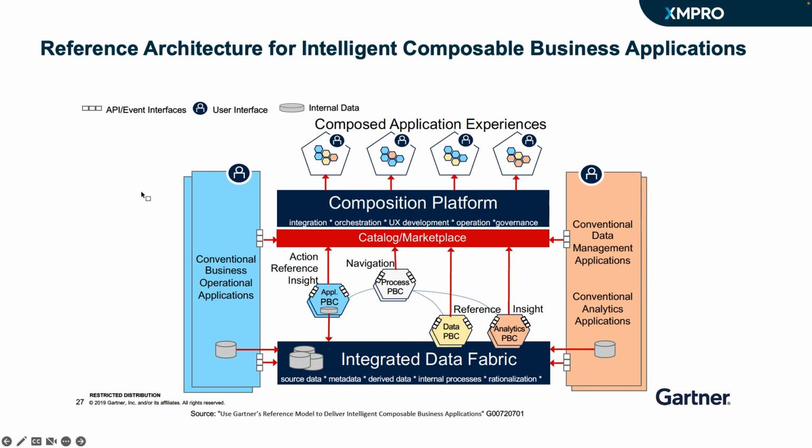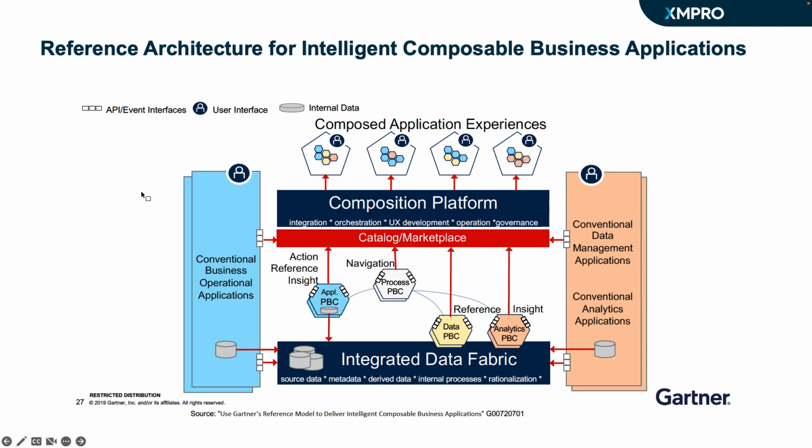Leak detection or credit fraud or things like that. These are all packaged capabilities that you can reuse, and some of them might be application based, some might be process based, some might be data type packaged business capabilities, but that enables you to create what they refer to as composed application experiences.